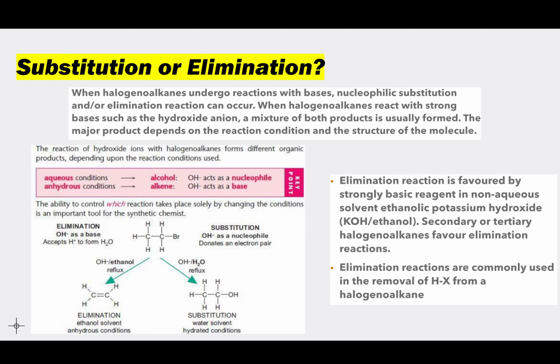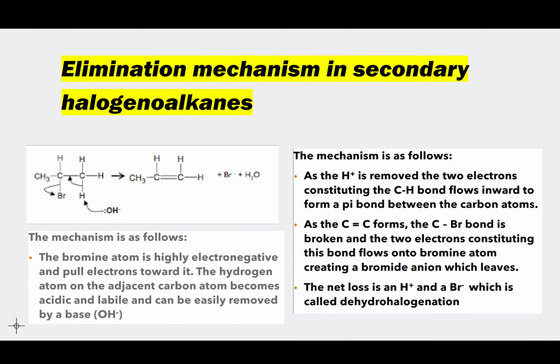Okay, so this is just a little brief slide speaking about elimination. All right, and then this is showing how elimination can happen. I notice that your syllabus doesn't ask you to really look into it, but this is information just in case you want to understand how elimination mechanisms work in secondary halogenalkanes. And they will produce alkenes, by the way, water and the halide. All right, so that is it. You're going to have dehydrohalogenation. That is what happens in the elimination.